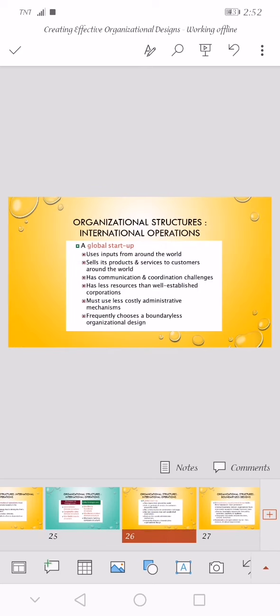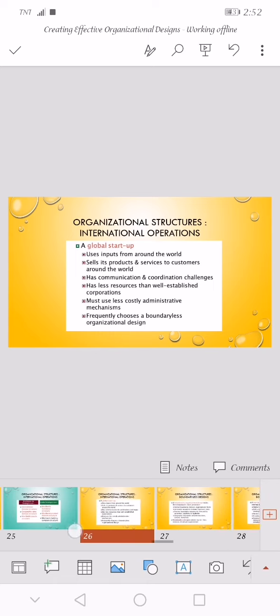Organizational structures, international operations. A global startup, first, uses inputs from around the world. Second, sells its products and services to consumers around the world. Third, has communication and coordination challenges. Fourth, has fewer resources than well-established corporations. Fifth, must use less costly administrative mechanisms. Sixth, frequently chooses boundaryless organizational designs.